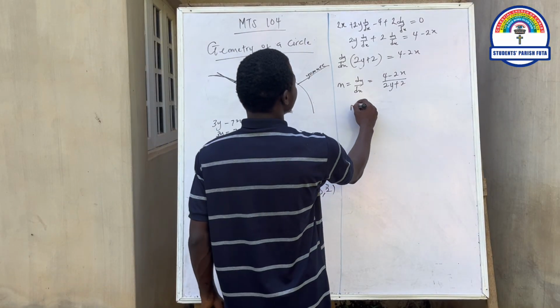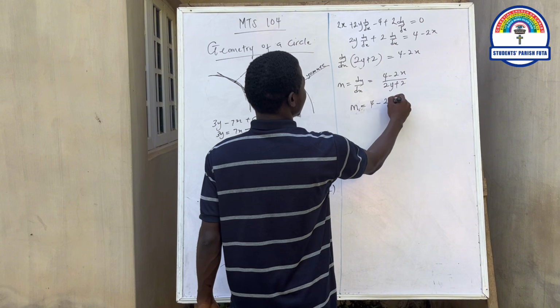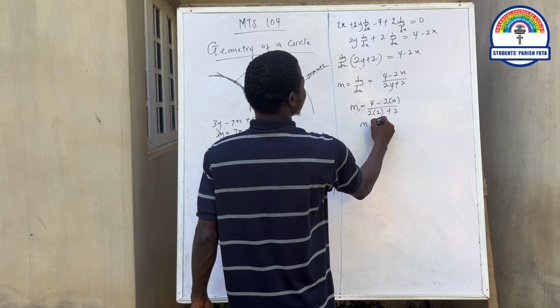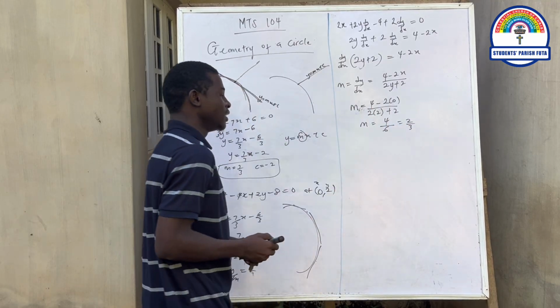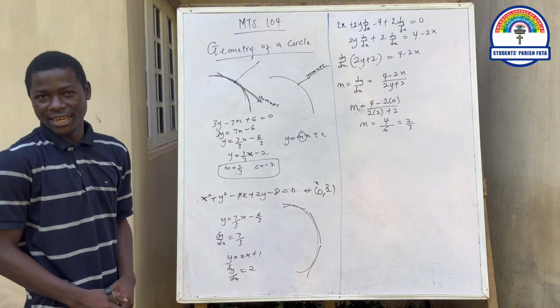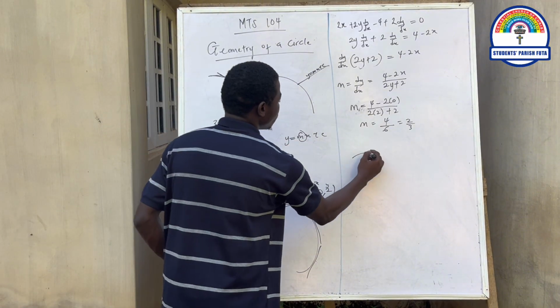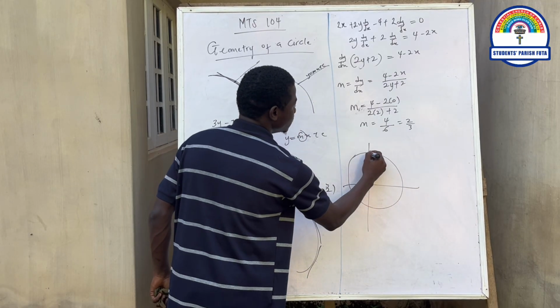So let's come here to put our x equals 0 and y equals 2. So the gradient equals 4/6, that is 2/3. So it means the gradient of this curve at that point is 2/3. Now listen, if they ask you to get the equation of a line, let me say this is the curve now, and this is the point, let's say the point (0, 2).